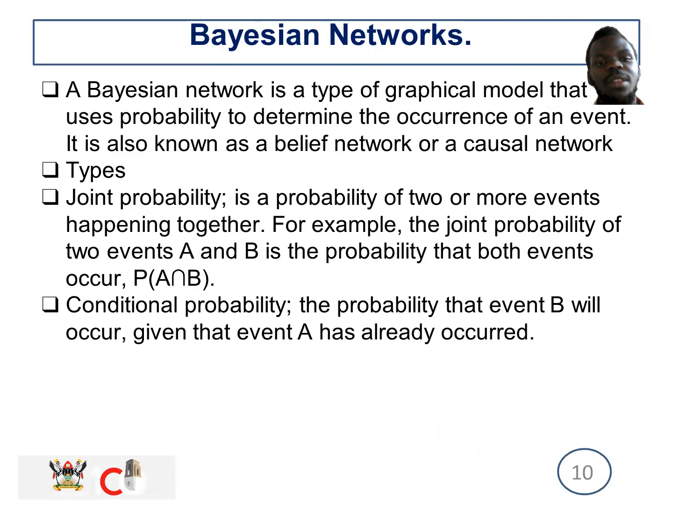We have the Bayesian networks. It's a type of graphical model that uses probabilities to determine the occurrence of an event. It's also known as a Bayesian network. So it has types. Joint probability is the probability of two or more events happening together. For example, the joint probability of two events A and B is the possibility of both events occurring, so it is A intersection B. Conditional probability is the next type. It is the probability that event B will occur given that event A has already occurred.